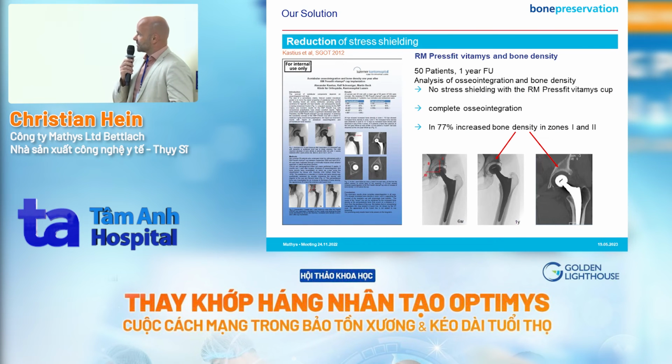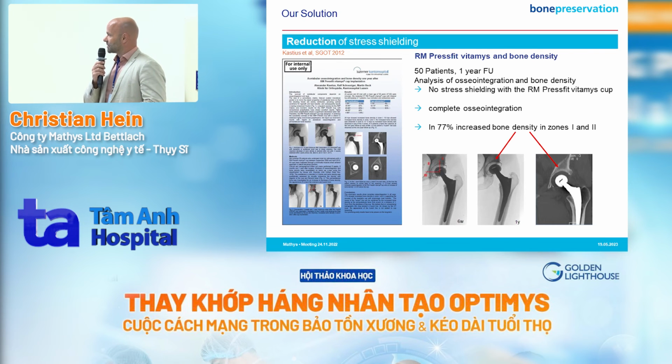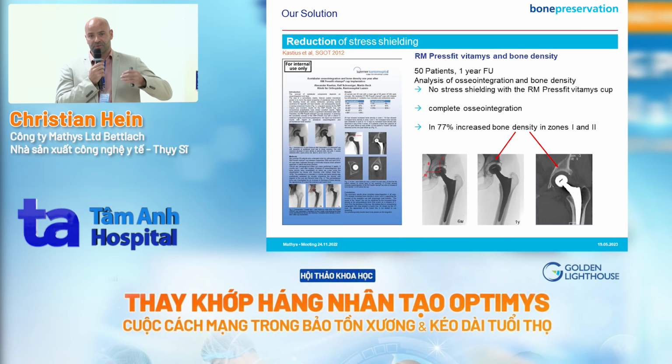That's what we have seen as well in one of our studies done in Switzerland with 50 patients, 1 year follow-up. So you could see an increase of the bone density in zone 1 and 2. So in this area, which is actually the most important area where we need to preserve bone, because the majority of acetabular cups are moving upwards, so cranially.